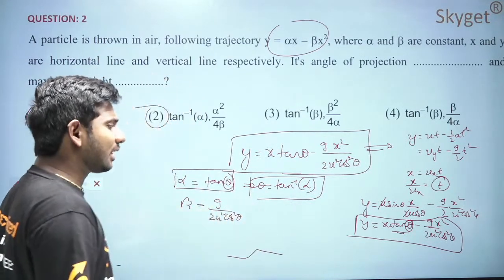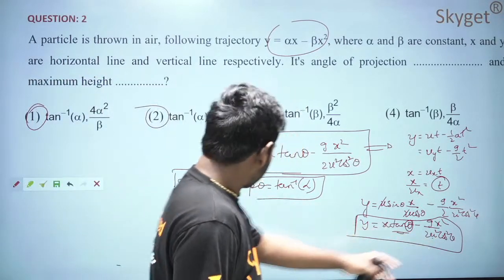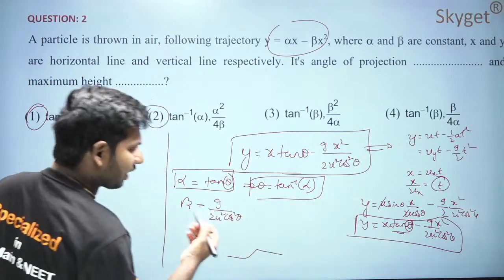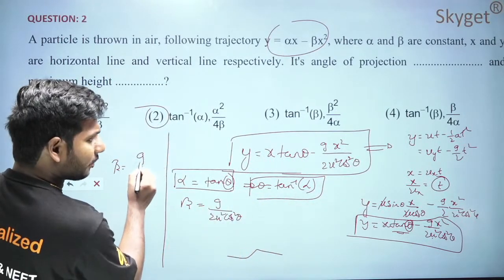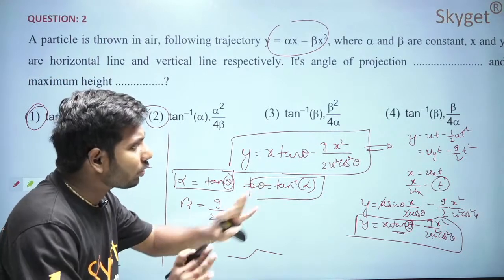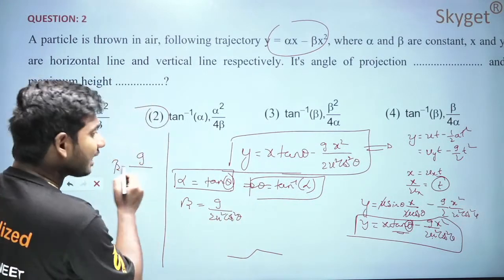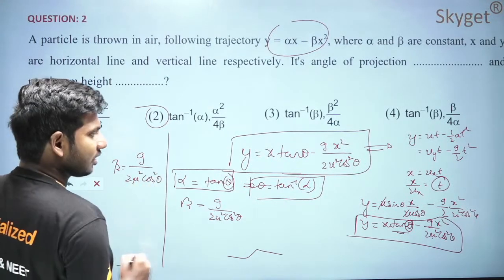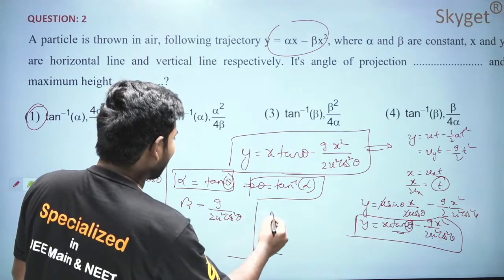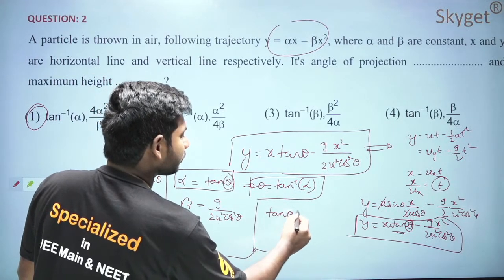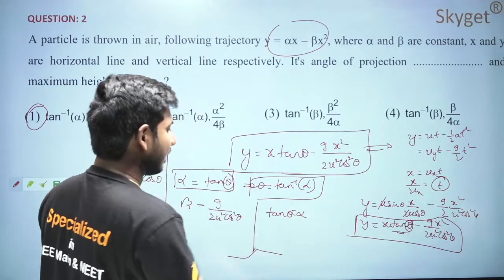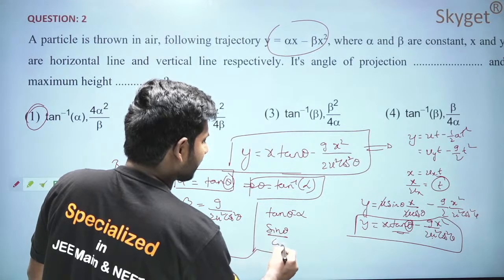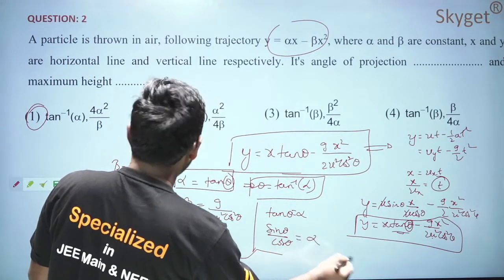Then try to relate this with beta. From the same equation I am trying to write beta. Try to understand here, students, how to compare the equations and get the answer. Beta is equal to g by 2 u square cos square theta, and another thing we got is tan theta is equal to alpha, that means sin theta by cos theta is equal to alpha.